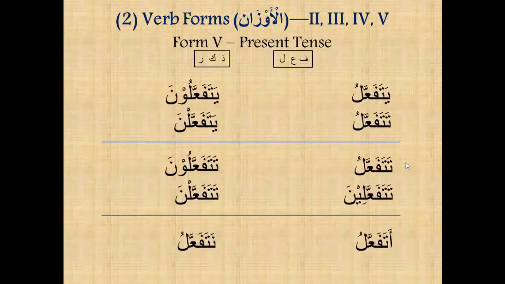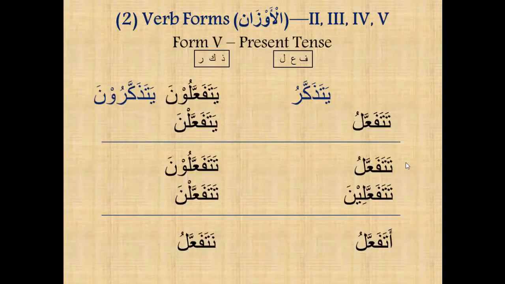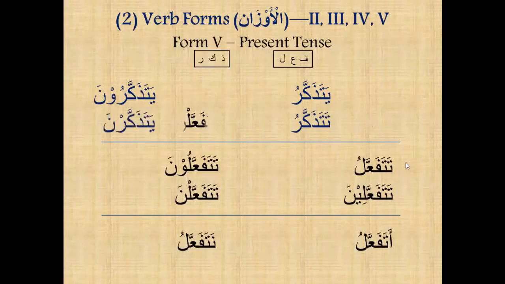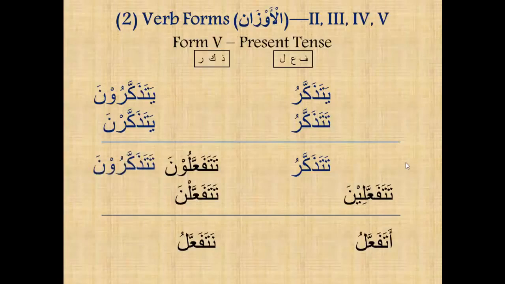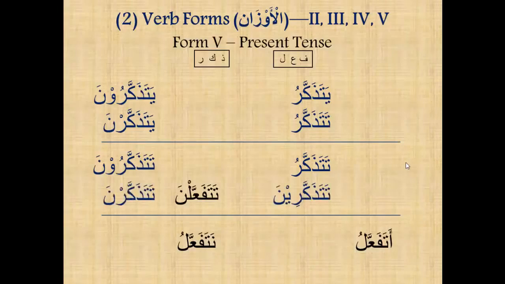Form 5 in the present tense, same verb, يَتَفَعَّلُ, يَتَذَكَّرُ. يَتَفَعَّلُونَ, يَتَذَكَّرُونَ. تَتَفَعَّلُ, تَتَذَكَّرُ. يَتَفَعَّلْنَ, يَتَذَكَّرْنَ. تَتَفَعَّلُ, تَتَذَكَّرُ. تَتَفَعَّلُونَ, تَتَذَكَّرُونَ. تَتَفَعَّلِينَ, تَتَذَكَّرِينَ. تَتَفَعَّلْنَ, تَتَذَكَّرْنَ. أَتَفَعَّلُ, أَتَذَكَّرُ. نَتَفَعَّلُ, نَتَذَكَّرُ.